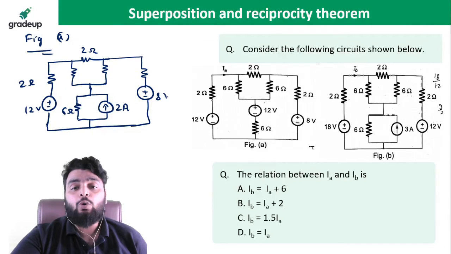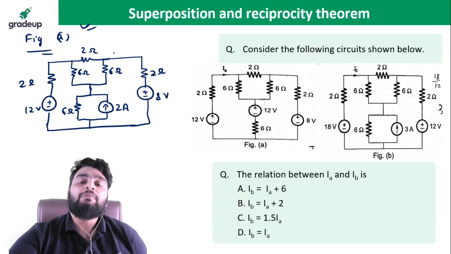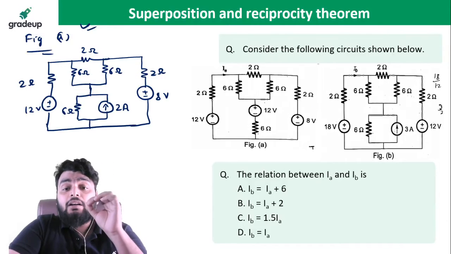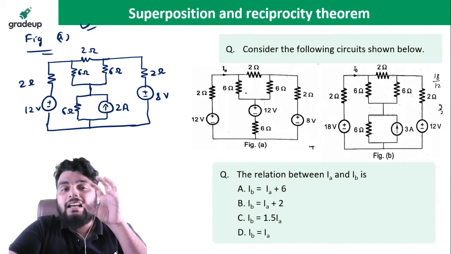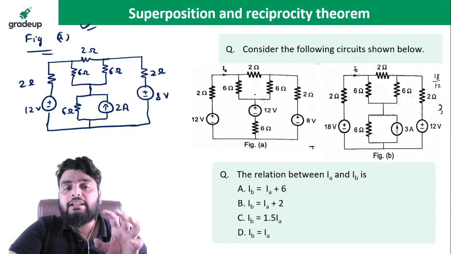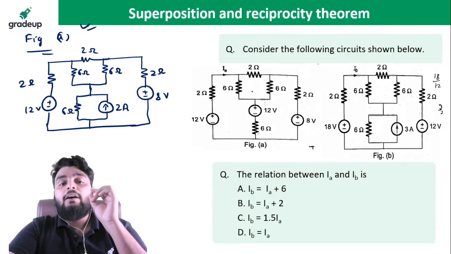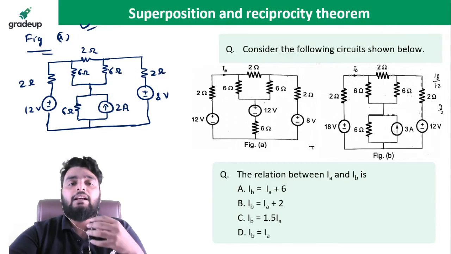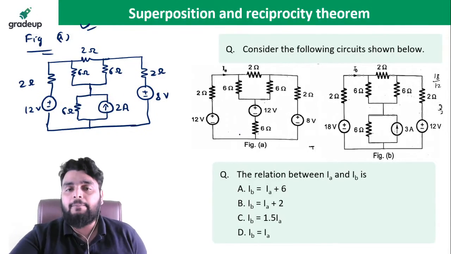Now beta, you need to observe one thing very carefully in both networks, in figure A and in figure B. You will observe that the network is identical. The configuration is identical. All the resistors are identical. What is going to change? Only the voltage sources are changing, or you can say the voltage source plus current source are changing. Otherwise, everything is the same. Yes or no?